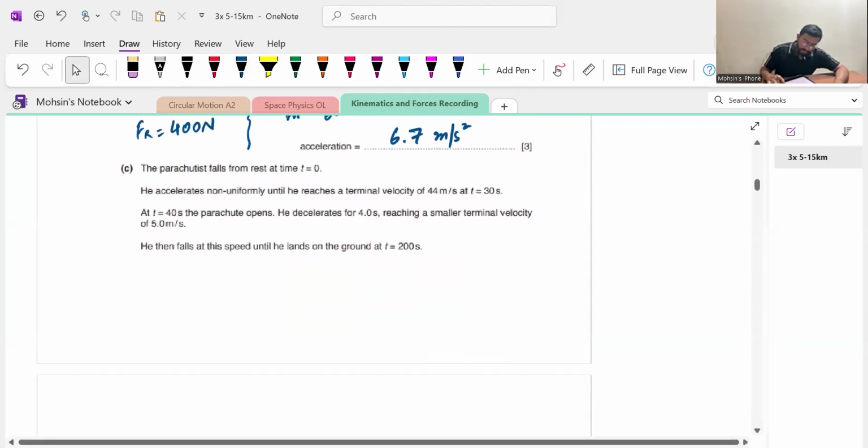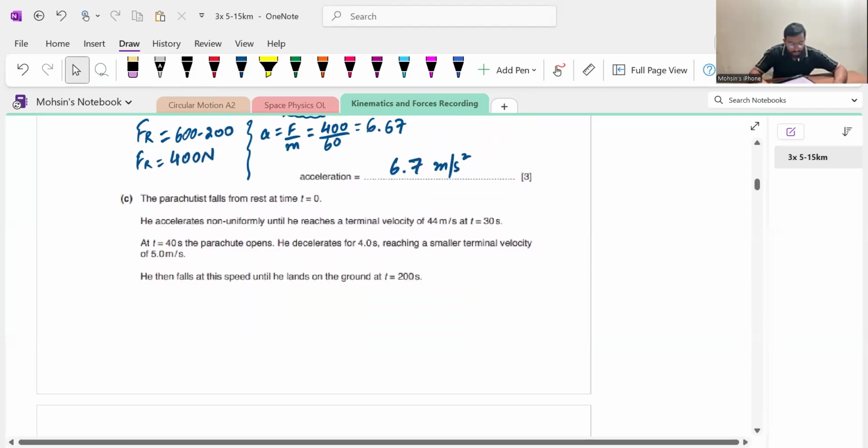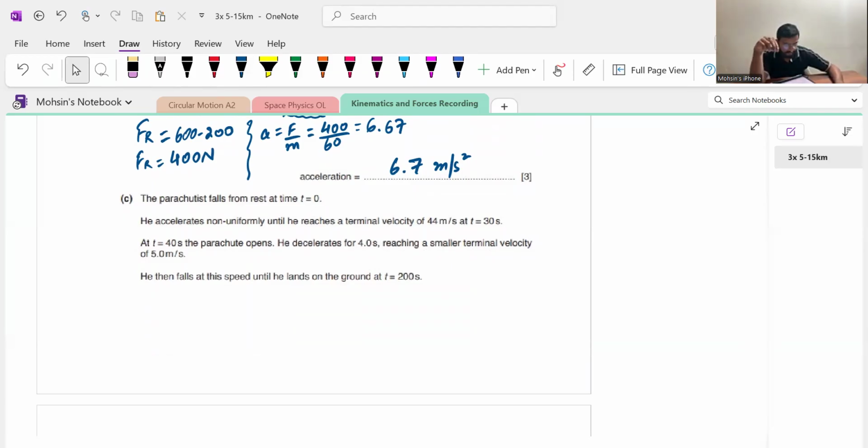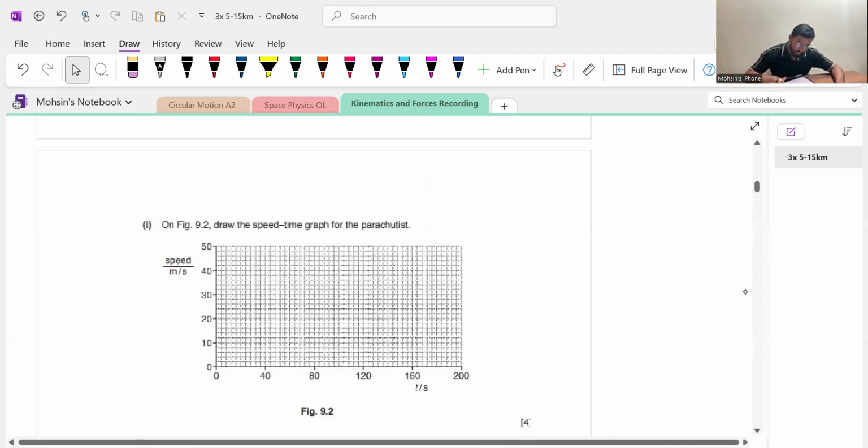Okay, now they are saying the parachutist falls from rest at time zero. He accelerates non-uniformly until he reaches a terminal velocity of 44 meter per second at 30 seconds. At 40 seconds, the parachute opens. He decelerates for 4 seconds, reaching a smaller terminal velocity of 5.0 meter per second. He then falls at this speed until he lands on the ground at 200 seconds. Okay, what to do with this?